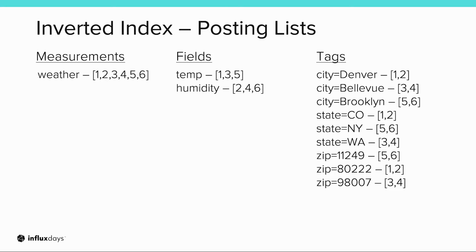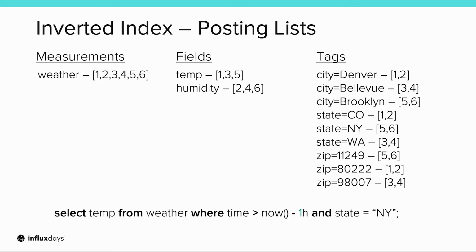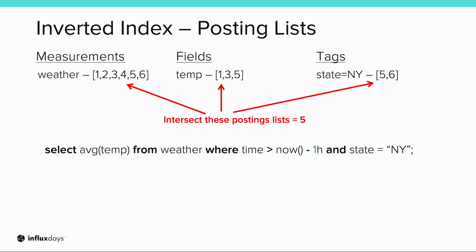So we use this when a query comes in, like the one we have at the bottom here. We're selecting the temperature from weather, where the time is for the last hour, and the state is New York, right? So based on the metadata and the information in that query, we can get to the set of underlying time series that will have to be scanned to answer it, right? So here's the query again, and we know it's from the weather measurement, it's from the temperature field, and it's where the state is equal to New York. So we do an intersection of those, and we know that it's time series 5 that we have to look up.